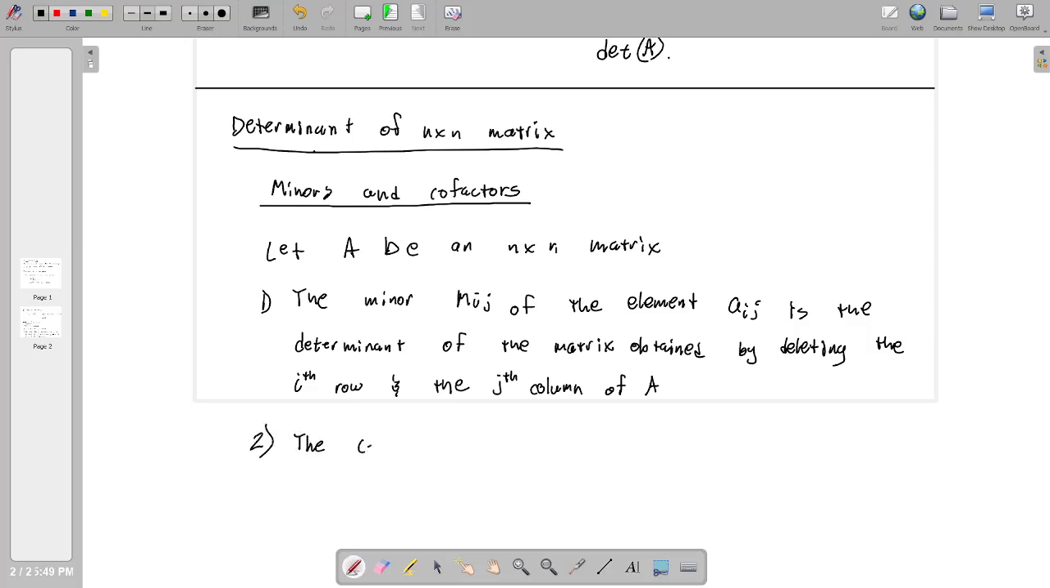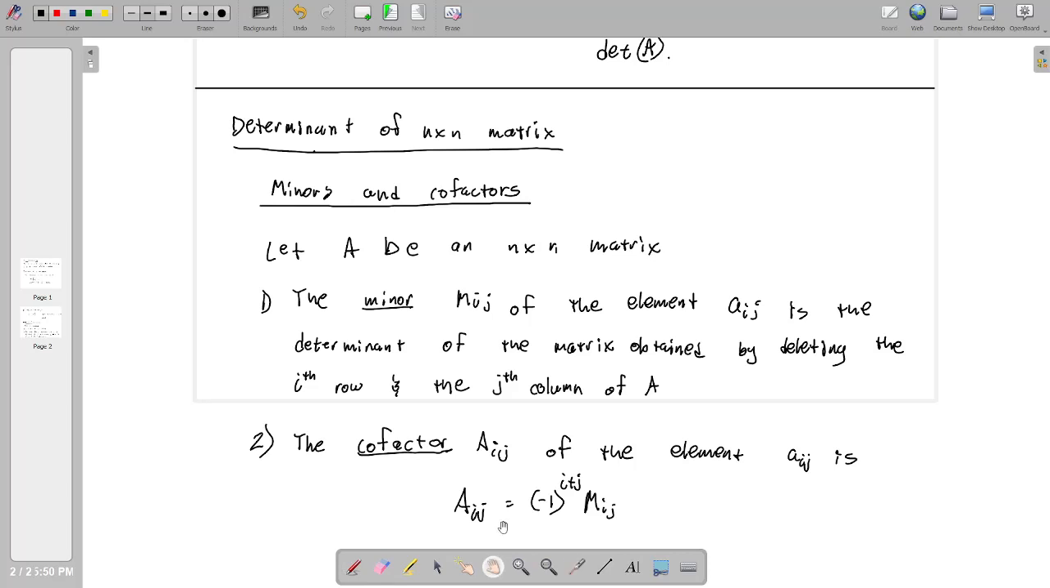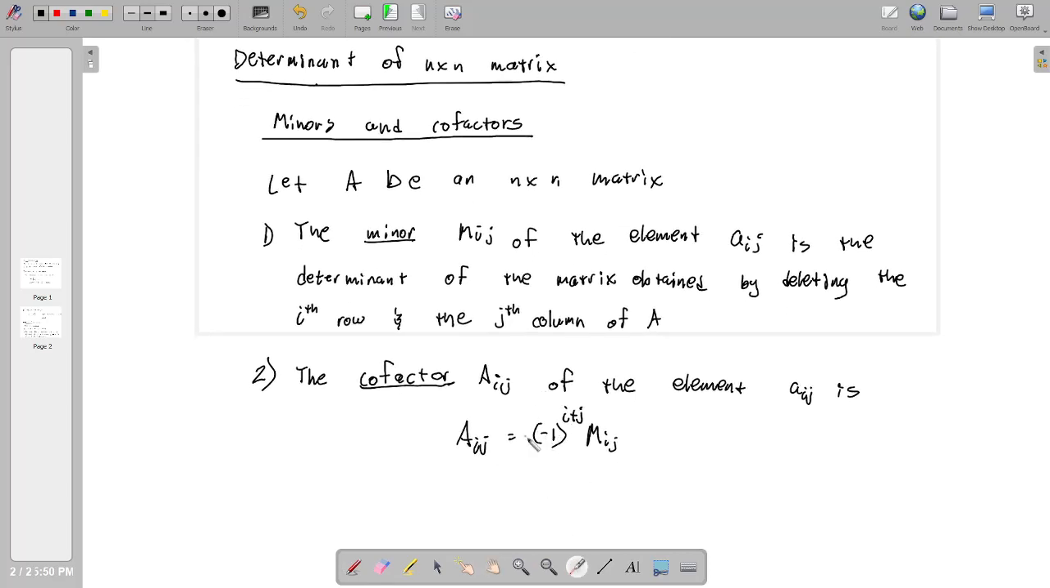2. The cofactor A sub ij of the element A sub ij is A sub ij equals negative 1 to the i plus j times the minor M sub ij. Now here, we're just tacking on a negative 1 to the i plus jth power. Now this is important when we do the determinant.